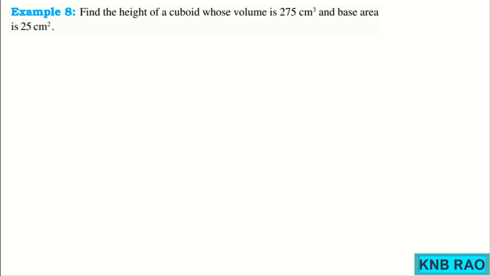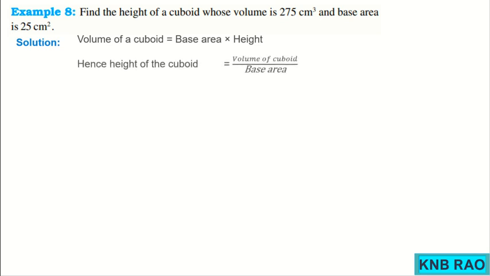Here I am starting how to write the solution. In this solution, volume of a cuboid is base area into height. We will write the formula. Hence the height of the cuboid is volume of cuboid divided by base area. It implies 275 divided by 25 gives 11 centimeter, and we will write the conclusion. Thus the height of the cuboid is 11 centimeter.